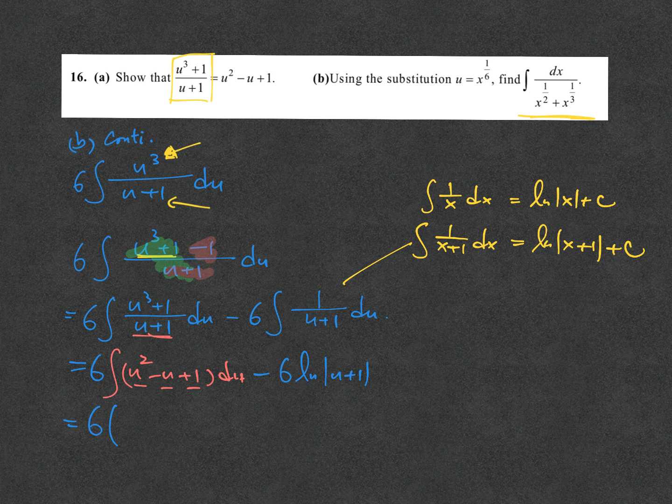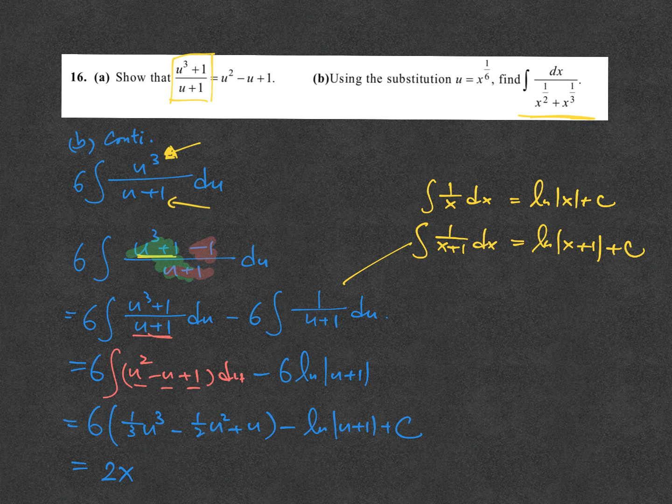So at last, the first one will be 1 over 3 u cube, minus 1 over 2 u squared, plus u, and minus log absolute u plus 1. The integration is finished, so that's why I start writing the constant c at the end. And then now to simplify the expression, you have a 2. Be careful that u cube you have to turn back to the original one.